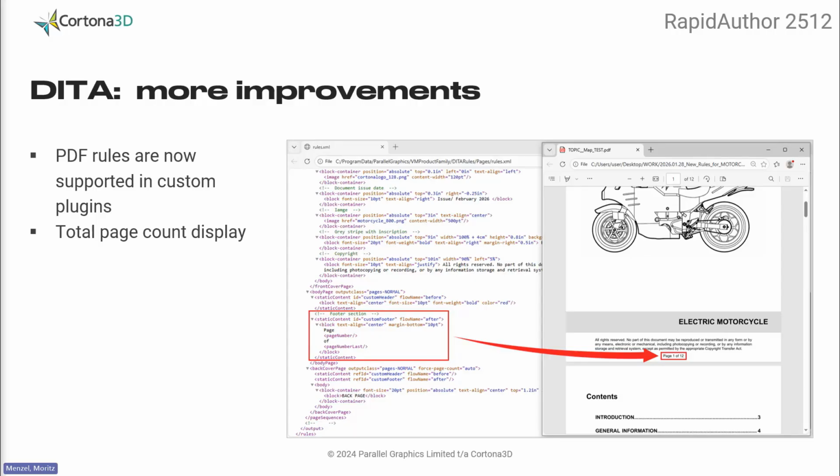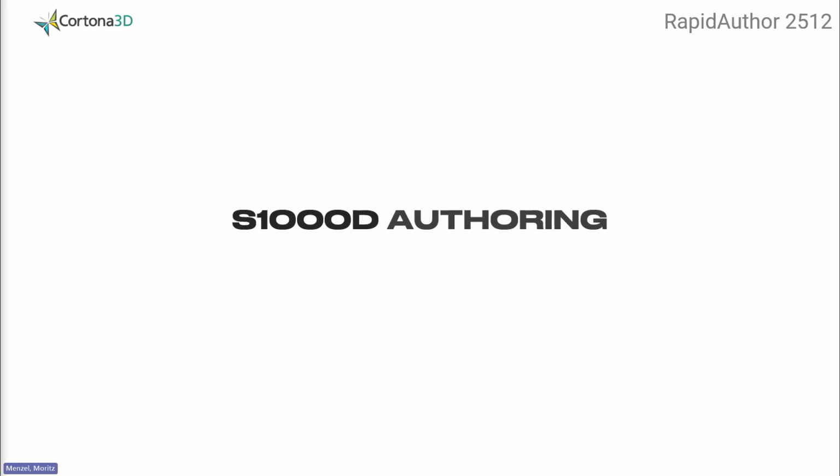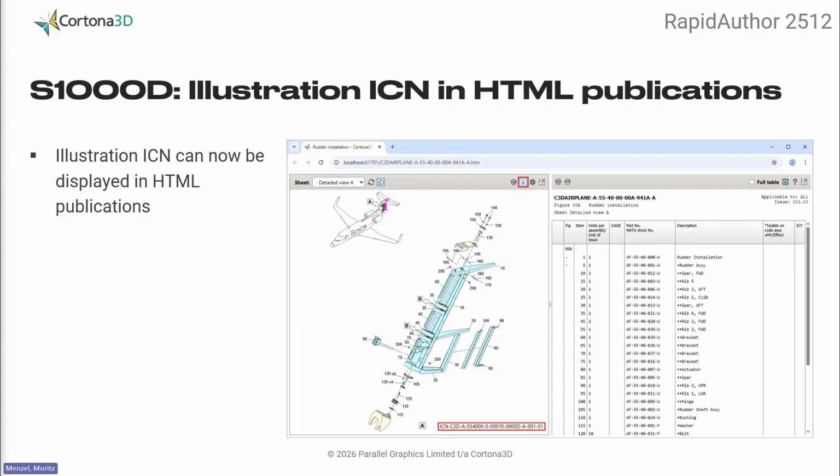PDF rules are now also supported in custom plugins, not only in out-of-the-box specification components as before. And last but not least, you can see the total page counts displayed in your PDF publications. These were the main features for DITA authoring, and we'll now also have a look at S1000D. First, the illustration ICN can now be displayed in HTML publications, as you can see on the bottom here in red. Previously, these were displayed in the PDF publications only.